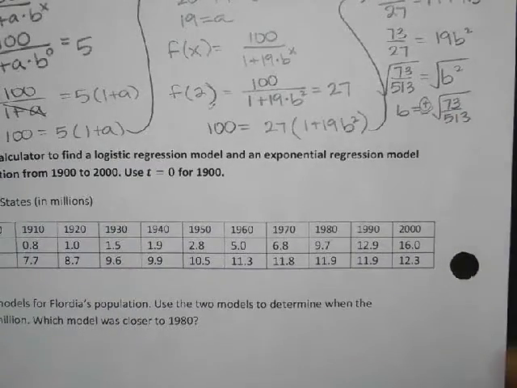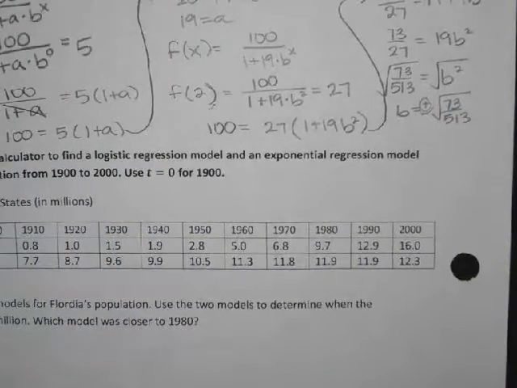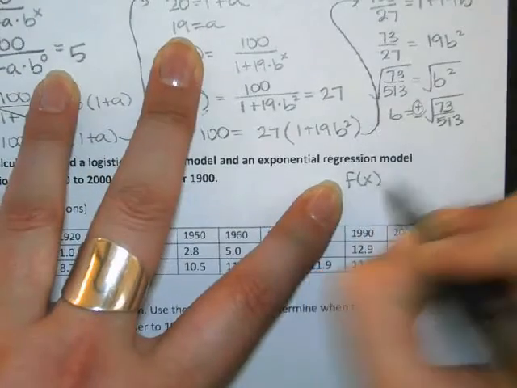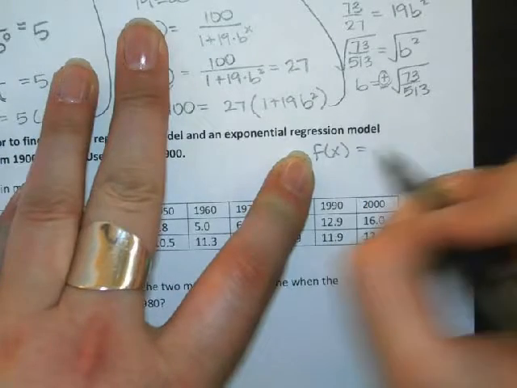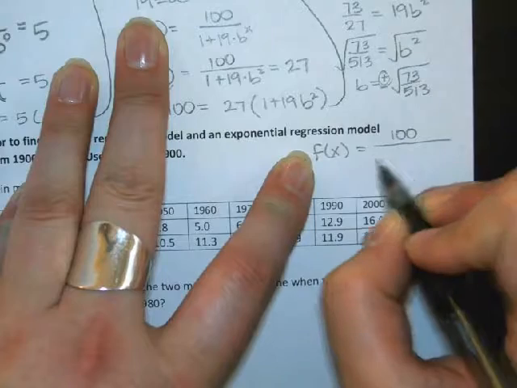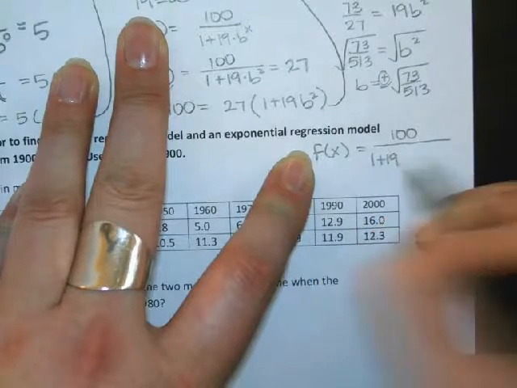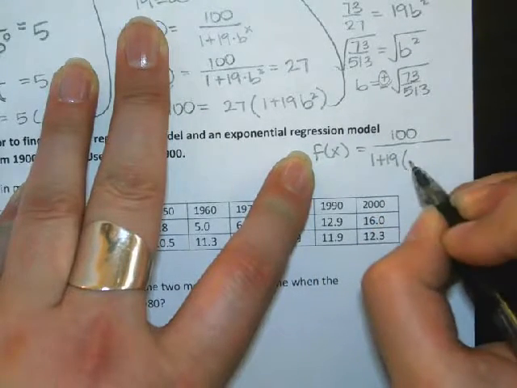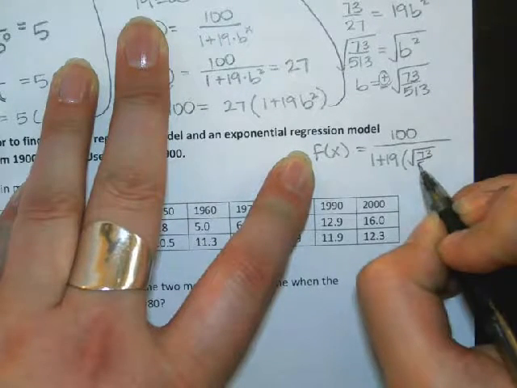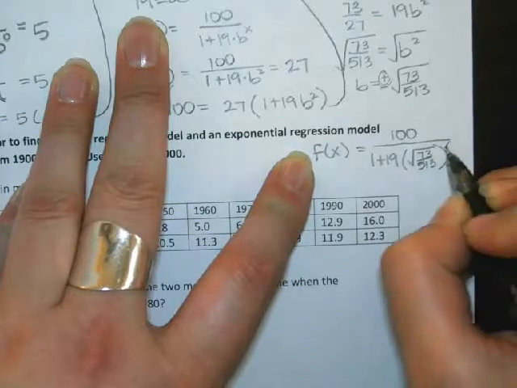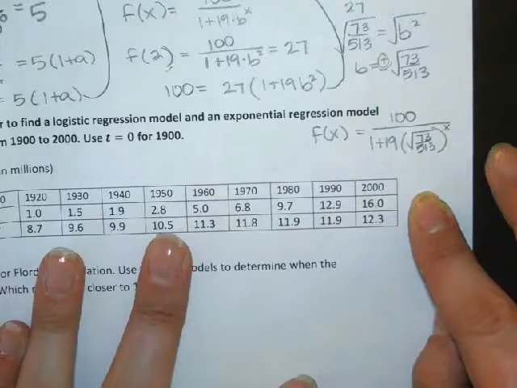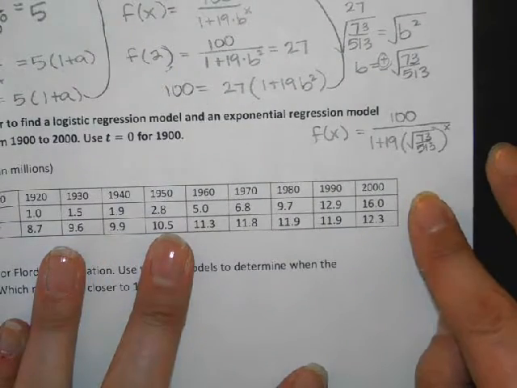Okay, so now we are ready to finish writing our equation. Aren't you glad I gave you plenty of space? F of x equals, our carrying capacity was 100. Then we had 1 plus 19. And the b value was the positive version of the square root of 73 over 513. All of that is being raised to the x power. And that was it.